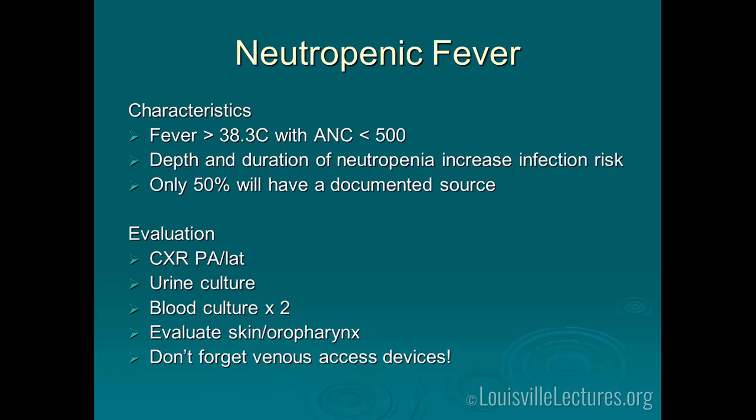So we define neutropenic fever as a fever over 38.3, or more than 2 measurements over 38, with a neutrophil count less than 500. A neutrophil count that's lower, such as 0 or 100, is worse than 500. The lower the neutrophil count and the longer the duration of neutropenia, the higher the risk of neutropenic fever. Most patients, you won't find a source, but you should try to do a broad evaluation for sources. So that would be culturing, x-ray, urine, blood, evaluate the skin, and check out those lines.